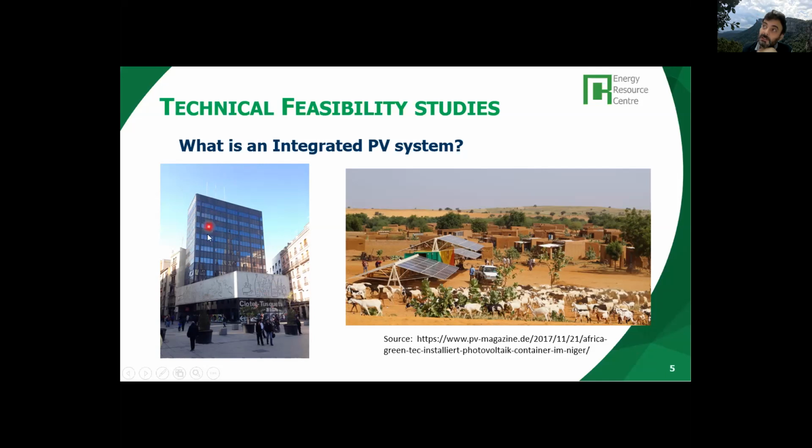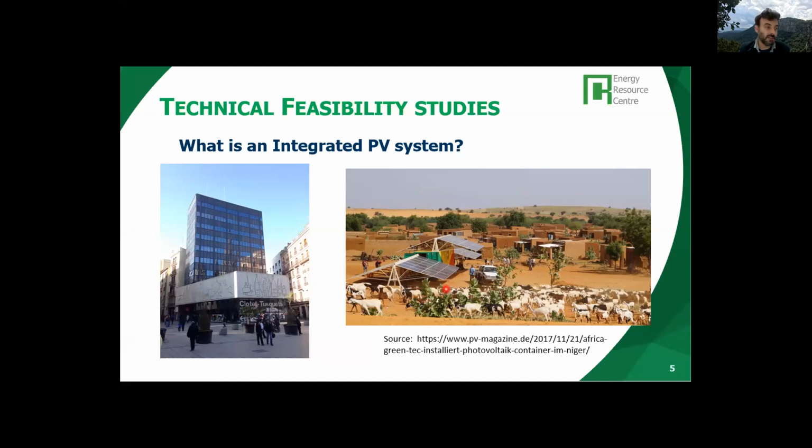There's glass and PV systems integrated in a vertical facade. Okay, so this is an option of integrating. Then we have another very different project, a solar PV container solution for a community in Niger, in West Africa. Again, we have a PV system, but in this case, coming with what we could say is a plug and play solution, in a container.